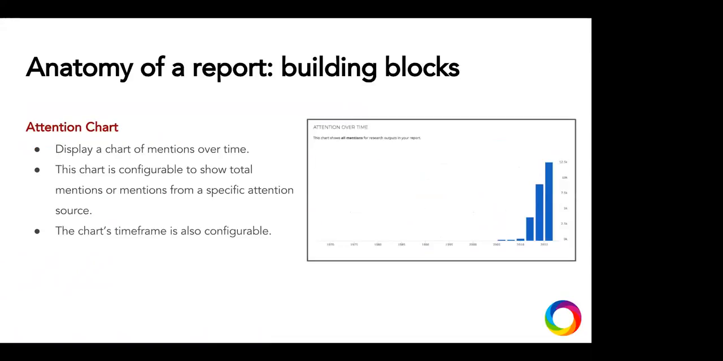The attention chart shows a display of mentions over time. It's configurable to show total mentions or mentions from a specific attention source. So if you really want to focus just on, perhaps you work in the research communications office in your institution, and you want to show how your efforts to build relationships with news media have resulted in more attention over the last 6 months or a year or a few years for your research from a specific discipline in your organization, that's the kind of thing you can do with this graph. The time frame, as I mentioned, was configurable. So here it goes way back to 1970, but if you wanted to make it much shorter to just show, for example, the most recent data, then there is the option to do that.